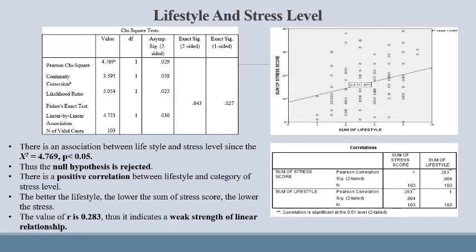Based on our findings, for lifestyle and the stress level, there is an association between lifestyle and stress level when the Pearson chi-square was 4.769, thus p-value less than 0.05, null hypothesis is rejected, and there is positive correlation among the stress and also these factors, and the value of R is 0.283, thus it indicates a weak strength of linear relationship.